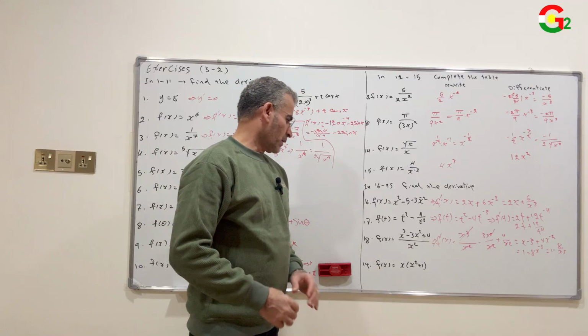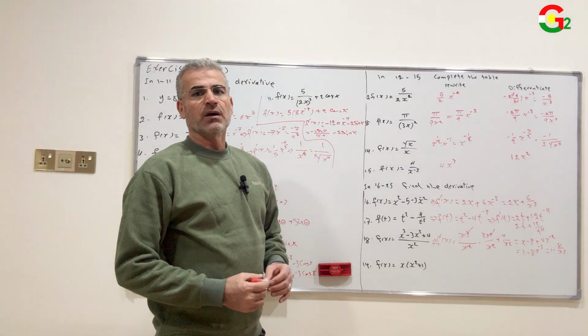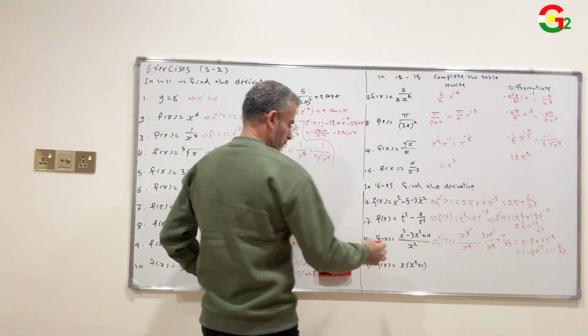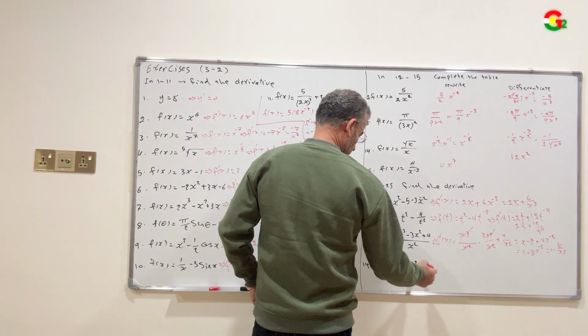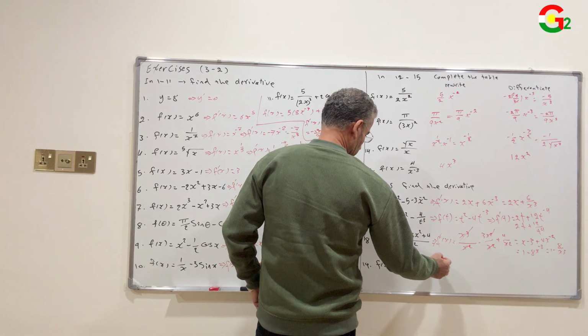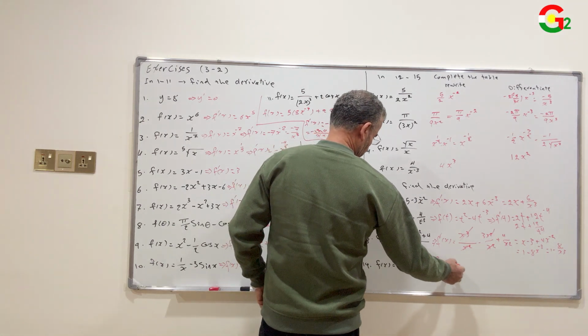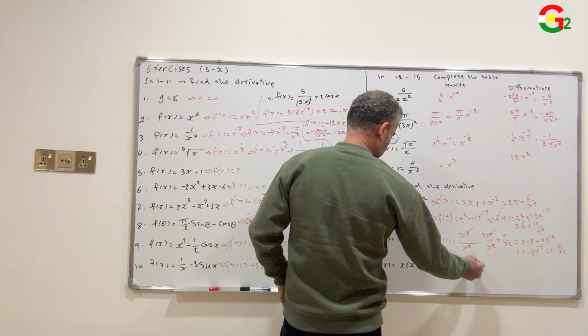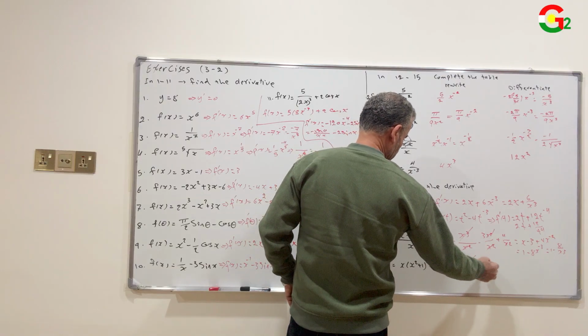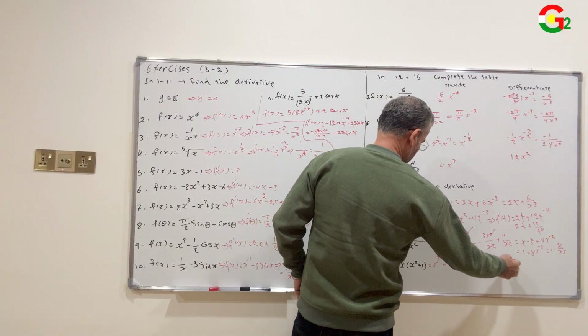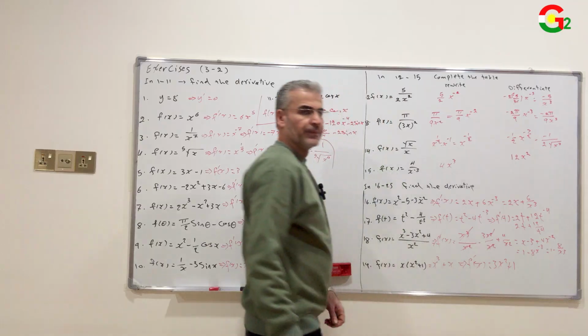f of x equals x times the bracket of x^2 plus 1. Then it is equal to x^3 plus x. Differentiate: f prime of x equals 3x^2 plus 1.